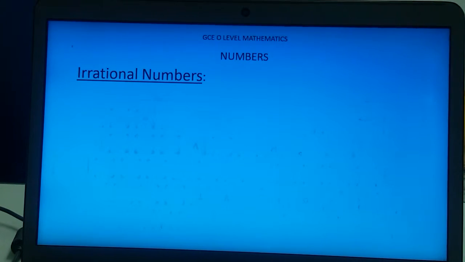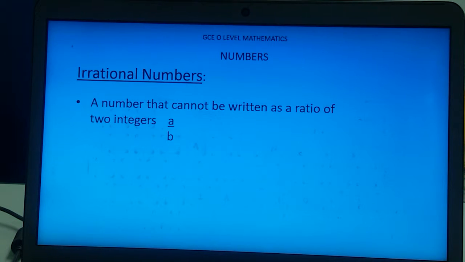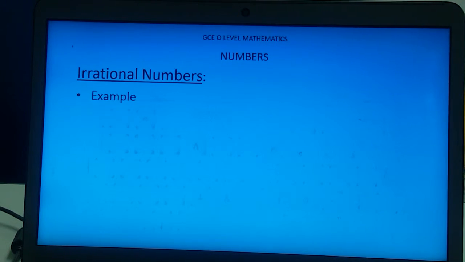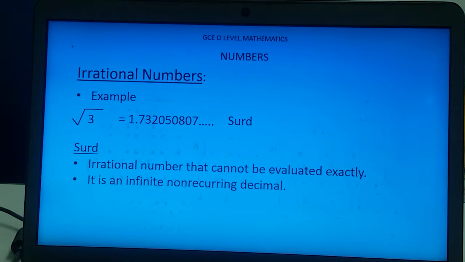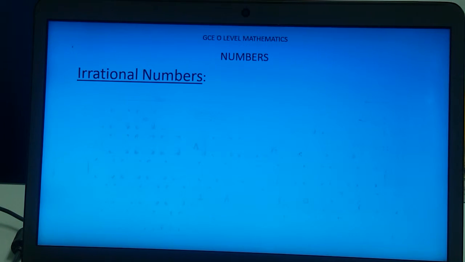An irrational number is just the opposite, a number that cannot be written as a ratio of two integers, where b cannot be 0, and the symbol is Q prime. An example of an irrational number is the square root of 3, also known as a surd. There are two characteristics. First, it cannot be evaluated exactly because there's no end to the decimal point. The other way of saying it is an infinite non-recurring decimal. It simply means the same thing, no end to the decimal point.